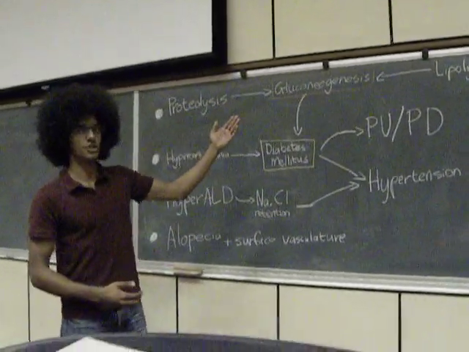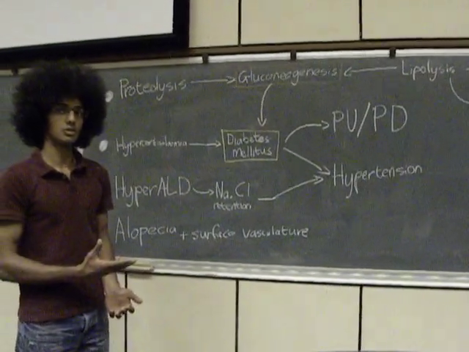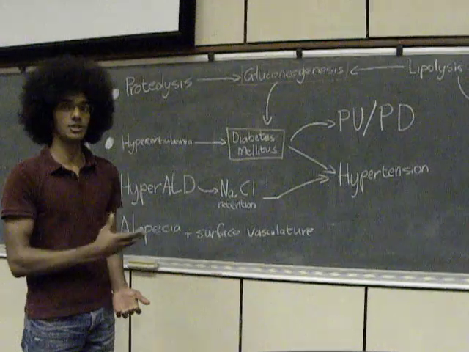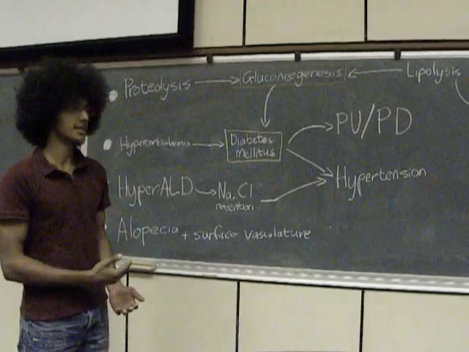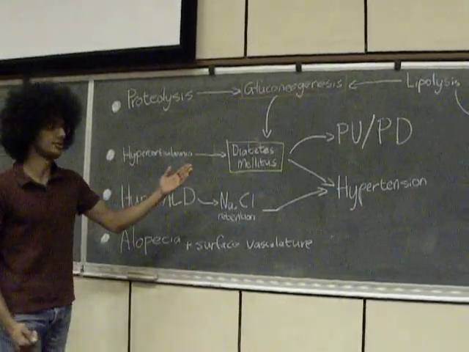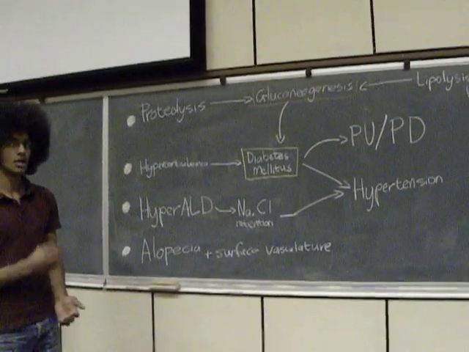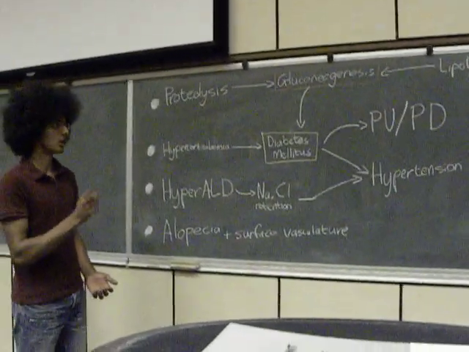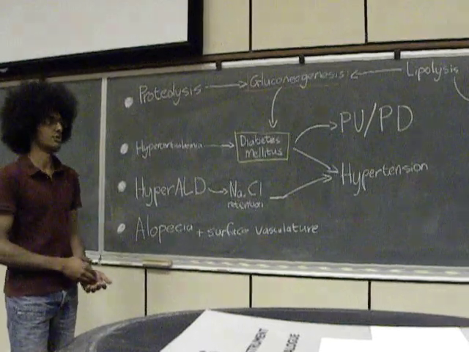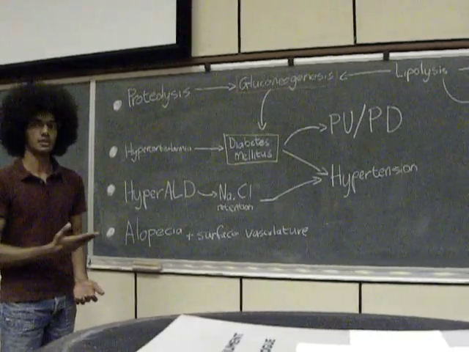Back to gluconeogenesis. The excess sugar, all this glucose in your bloodstream is going to result in insulin resistance, and that's going to cause secondary diabetes mellitus. Another contributor to the secondary diabetes mellitus is hypercortisolemia. Cortisol directly has an effect on causing insulin resistance. So the diabetes mellitus is going to result in polyuria, polydipsia, and that's because of the osmotic diuresis.